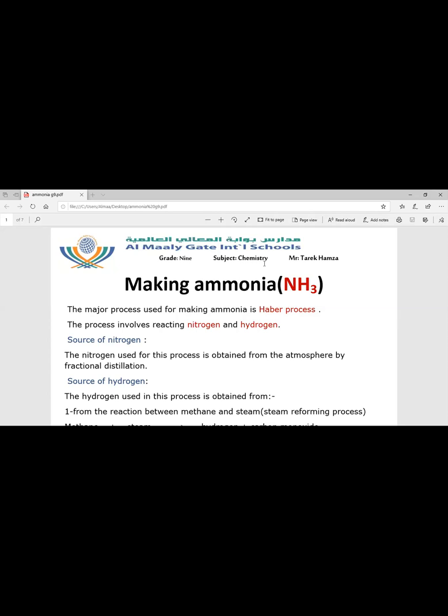Making ammonia. The symbol of ammonia is NH3. The major process used for making ammonia is called the Haber process. So the Haber process is the process that is used to make ammonia. Ammonia is mainly composed of two elements, nitrogen and hydrogen.